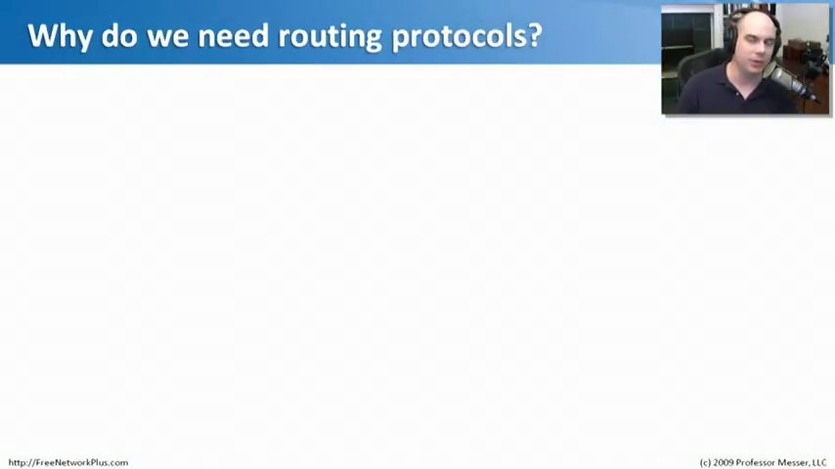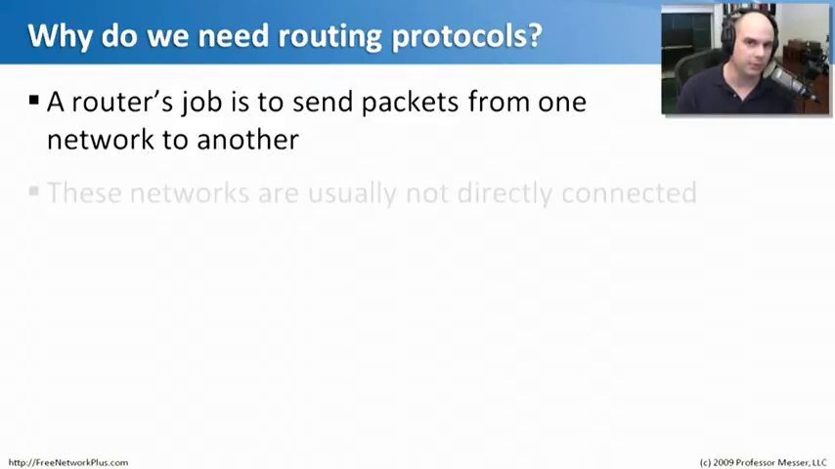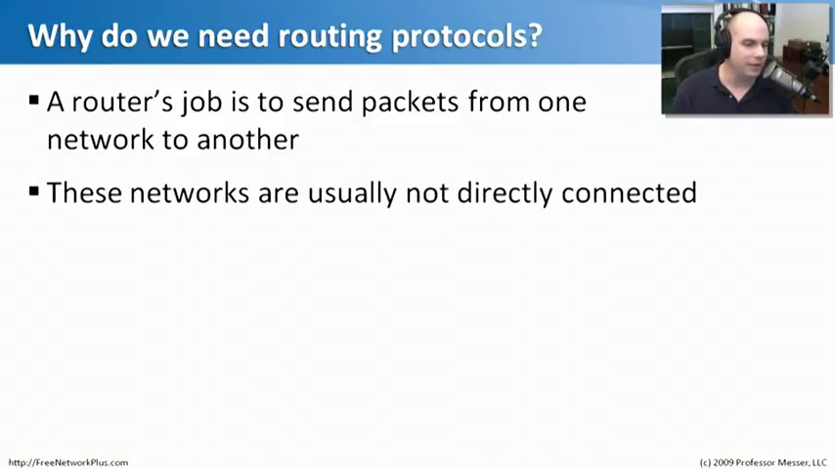Let's talk about why we would need routing protocols to begin with. This is something as you're going through Network Plus and trying to figure out, why do I have to understand all of this? Well, this is why. We have to know that a router's job is to get packets from one network and send it to another network. At its very basic level, that's all a router is really responsible for. These are usually networks that are not directly connected. These are usually networks where we are on one side of the internet and we need to somehow talk to a network that is on the other side of the internet somewhere. We don't even know exactly where that network might be.